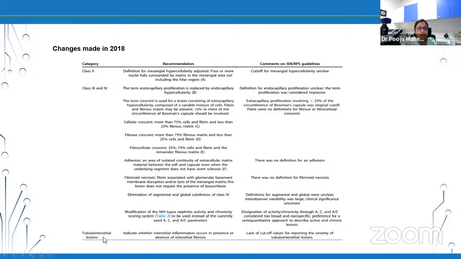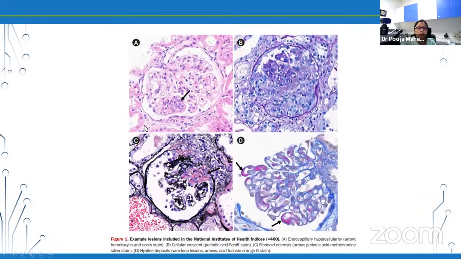And for tubulointerstitial lesions also, it is recommended that we should mention whether the interstitial inflammation occurs in presence or absence of interstitial fibrosis, for obvious reasons. Previously, there was a lack of some cutoff values. So you can see here this is endocapillary cellularity, this is a crescent, and this is a silver stain, this is necrosis here, and these are wire loop lesions. They are bright, eosinophilic capillary wall thickenings.